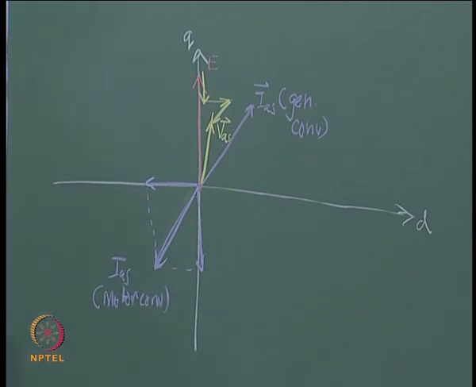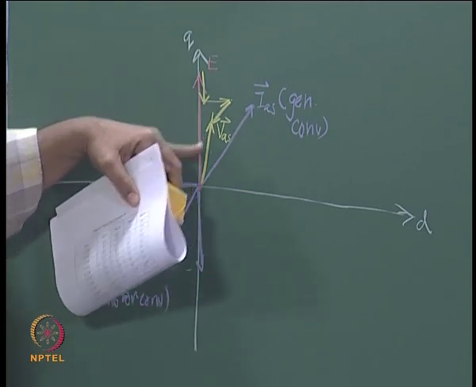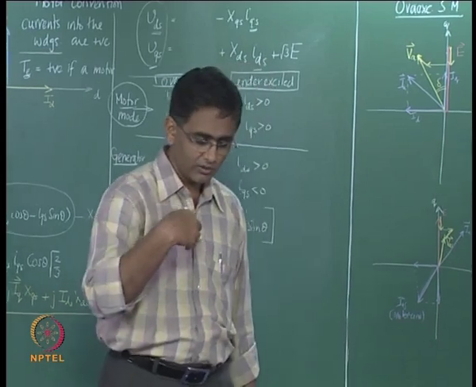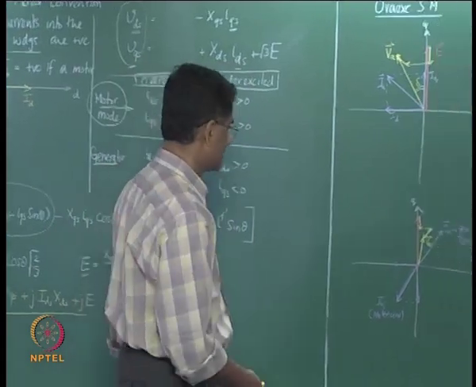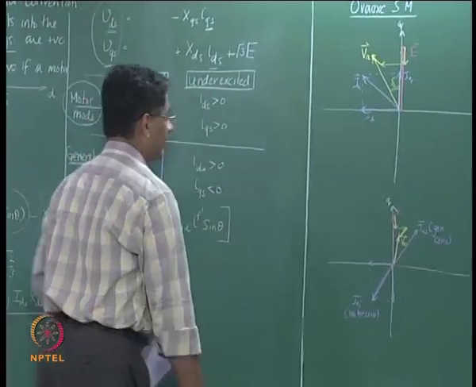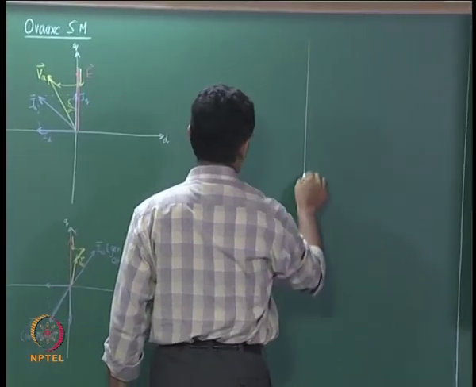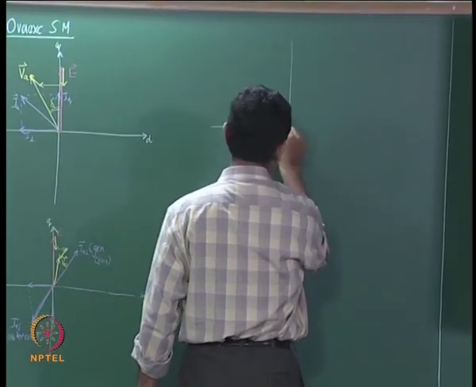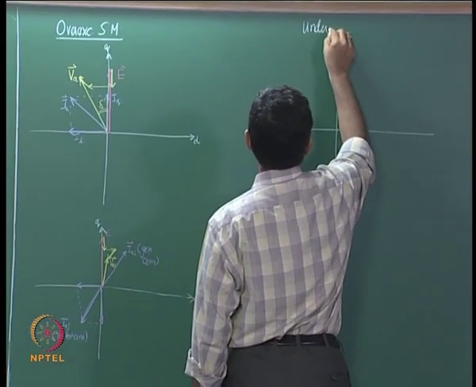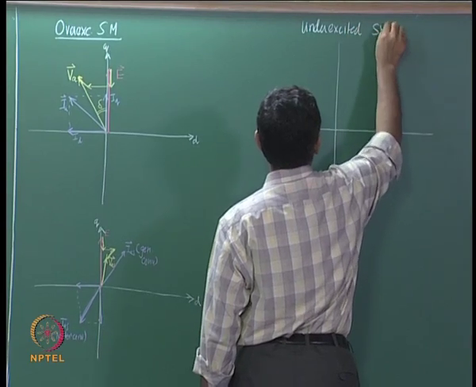Now, obviously one can see that in the generator mode you have a larger EMF and a smaller grid voltage because of the drop that is coming in from the induced EMF to the grid. Of course, that will depend on the excitation conditions. So, let us now look at the next phasor diagram, which is the under excited synchronous motor.